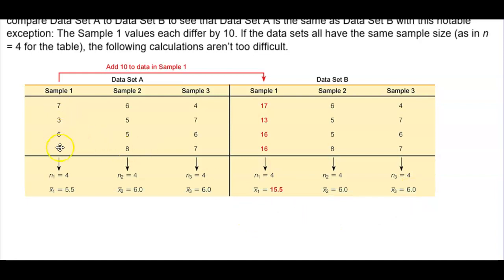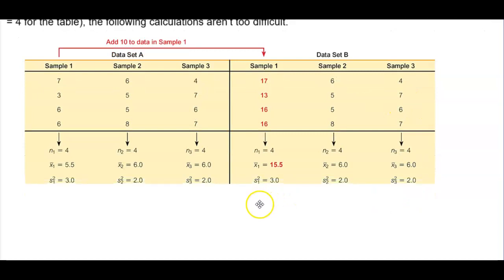Okay, and then if we find the mean using StatCrunch, whatever the case may be, the mean of those four numbers of sample 1 is 5.5. The mean of sample 2 is 6.0. The mean of sample 3 is 6.0. In dataset B, the mean of sample 1 is 15.5. The mean of sample 2, again, is 6.0 in dataset B, and the mean of sample 3 is 6.0.